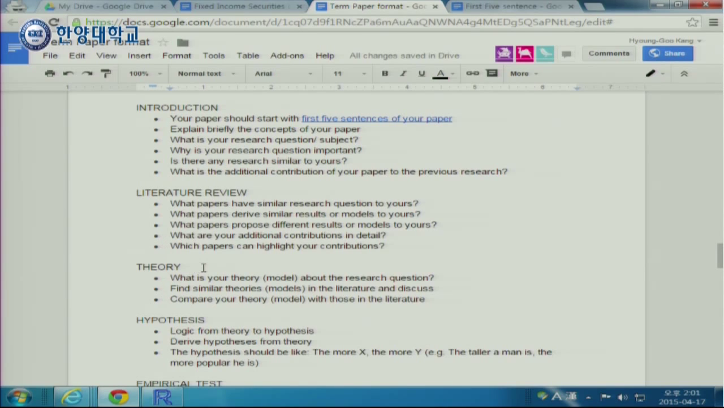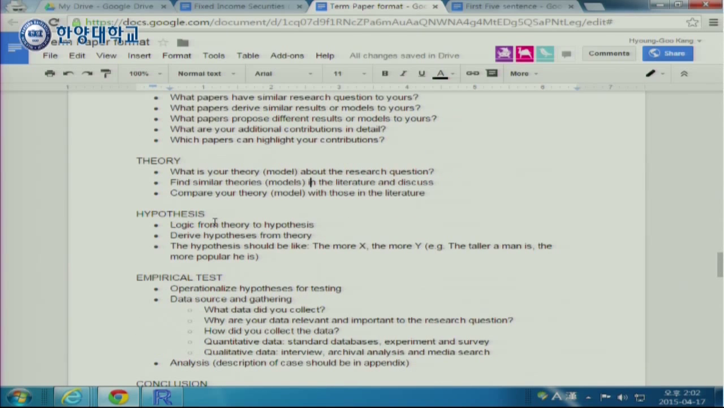So anyway, then you have to write down what you mean by evolutionary theory. Why is the ancient lifestyle important to determine the present, to determine the preferences of the current age, something like this. Anyway, from that evolutionary theory, in the hypothesis section, you have to generate hypotheses. You derive hypotheses from theory, and again, a hypothesis should be like the more X, the more Y. The taller a man is, the more popular he is.